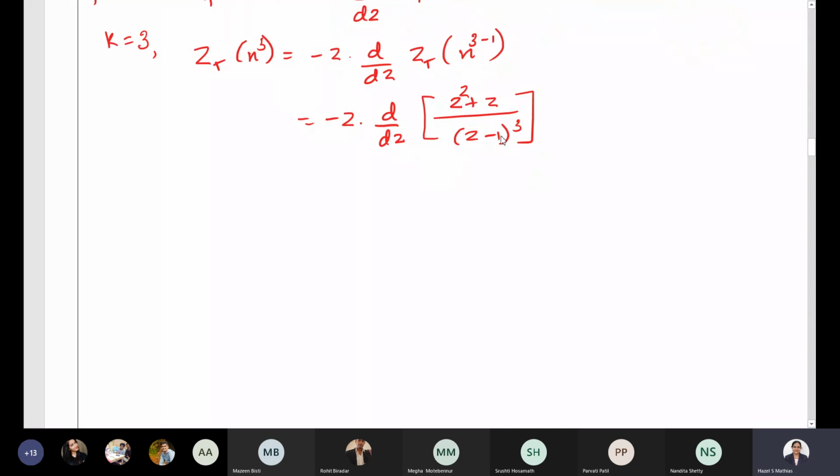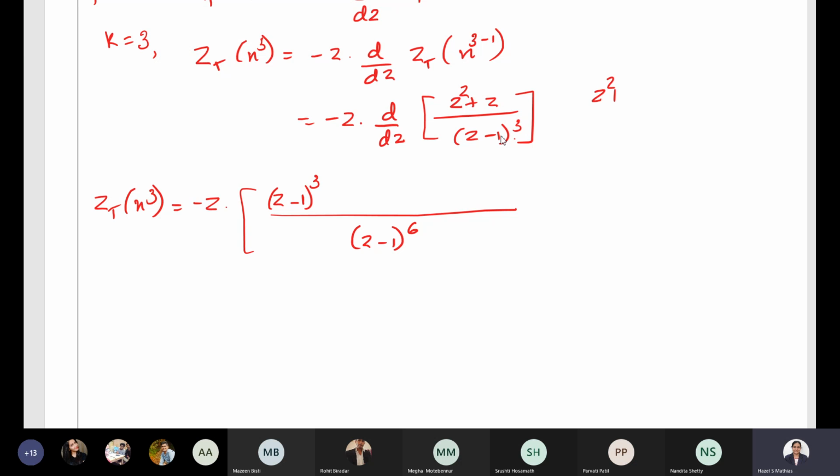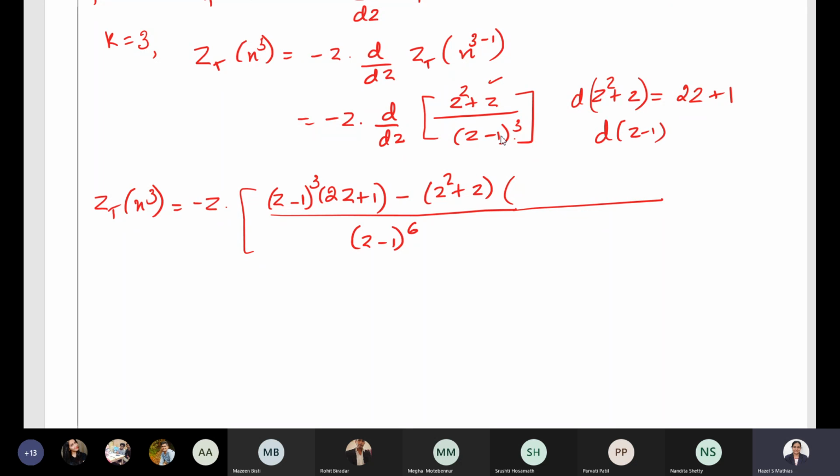On differentiating, what do we get over here? The z transform of n cube is minus z into, since the denominator is squared, z minus 1 whole cube squared will be z minus 1 whole power 6. Then we have z minus 1 whole cube, the denominator, into the differentiation of the numerator. What is the differentiation of z square plus z? It is 2z plus 1. Then minus the numerator, z square plus z, into the differentiation of the denominator, z minus 1 whole cube, that is 3 into z minus 1 whole square into the differentiation of z minus 1, which is 1. So we get 3 into z minus 1 whole square.